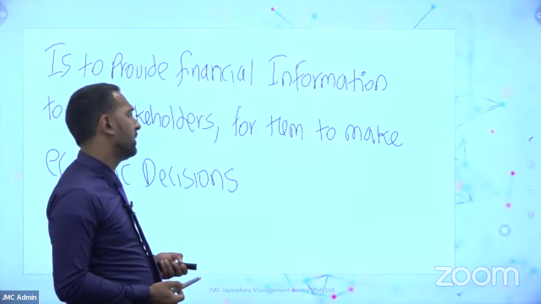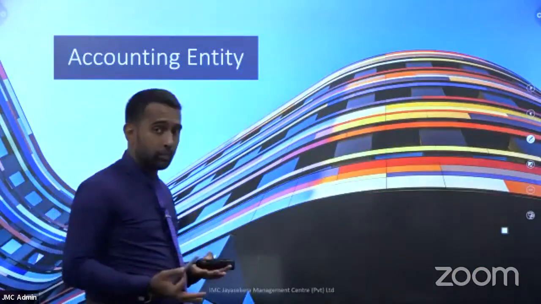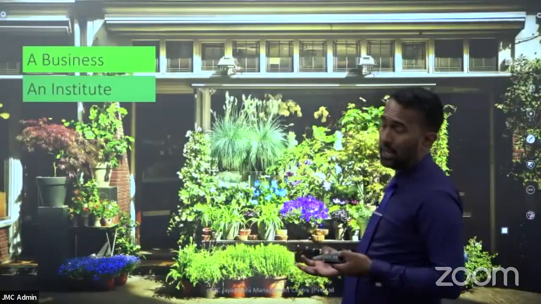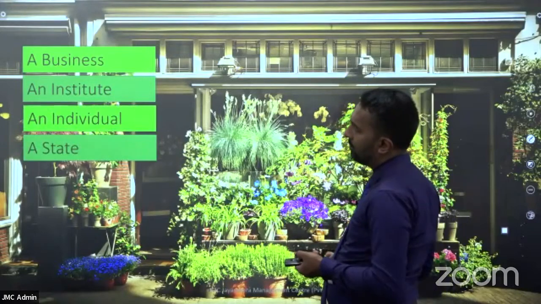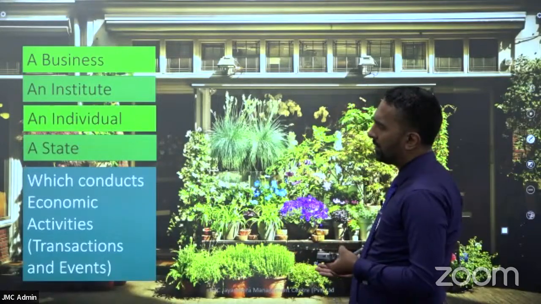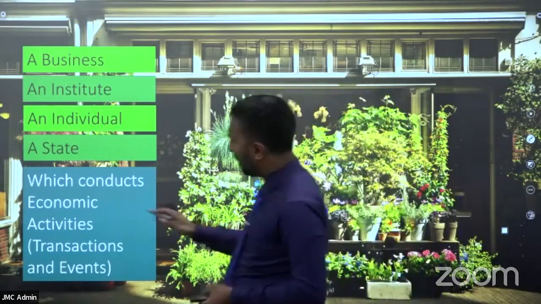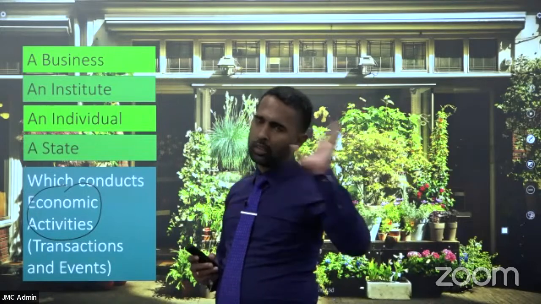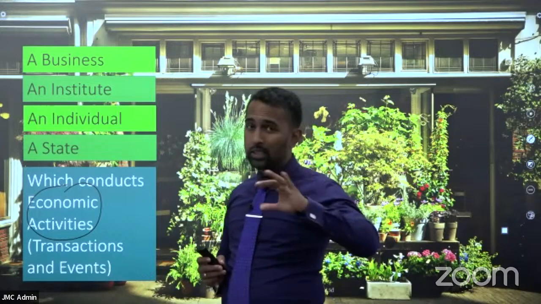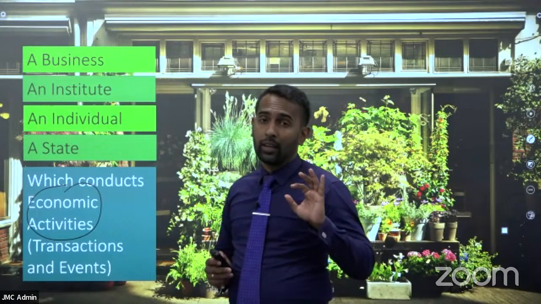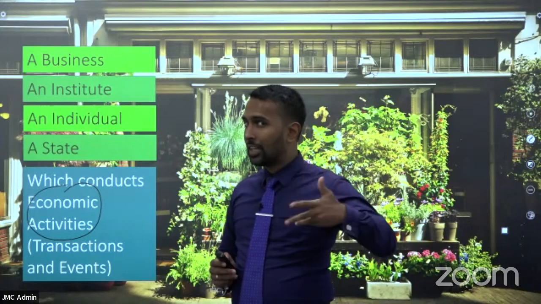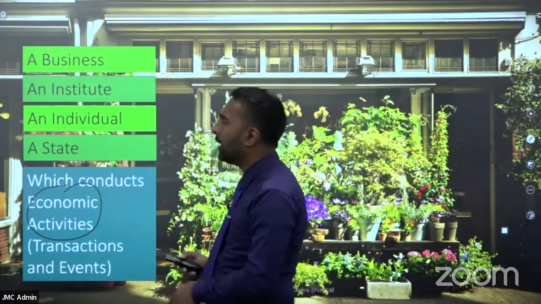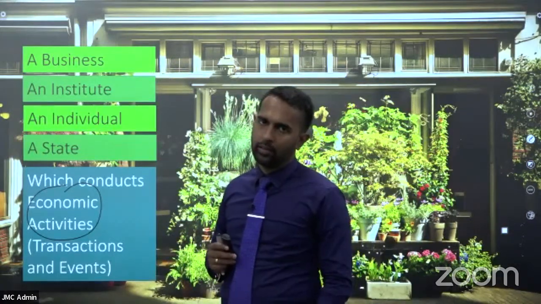We'll recap some of the things we have discussed, right? Accounting entity, I have explained what an accounting entity is. It can be a business, an institute, an individual, a state or a government which conducts economic activities, right? The key word is who is conducting an economic activity. So an accounting entity can be anything. It can be a person, a business, a state or a government. If you are involved in economic activities, transactions and events, we say you are an accounting entity. Okay, right?